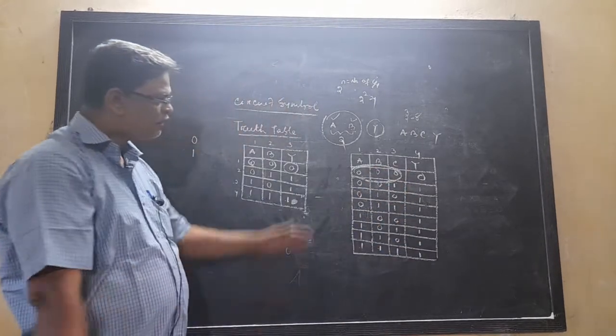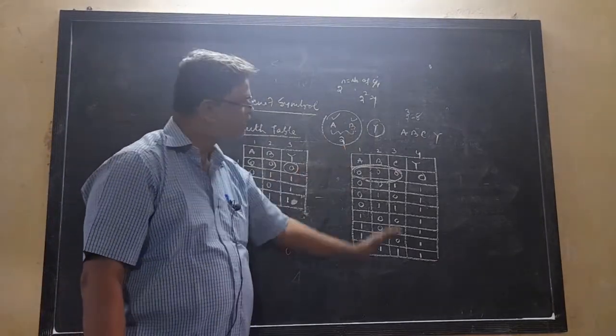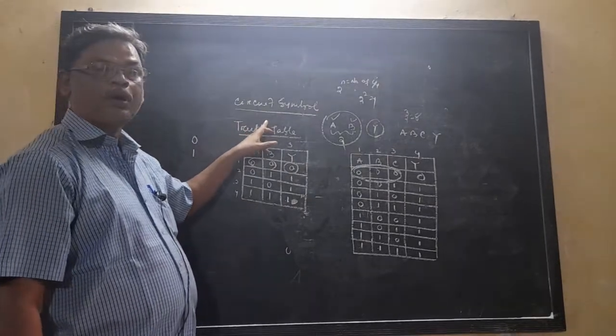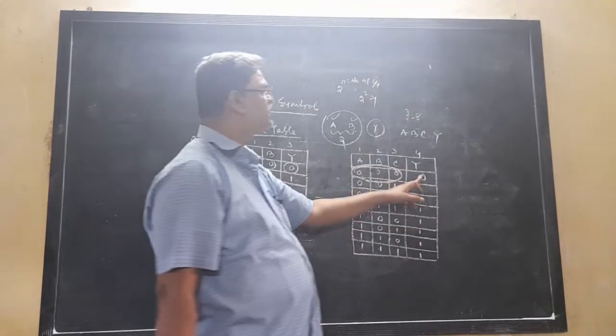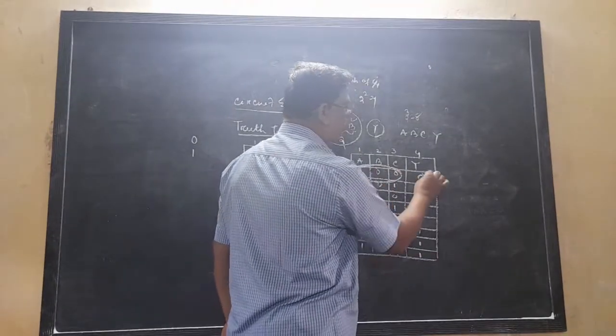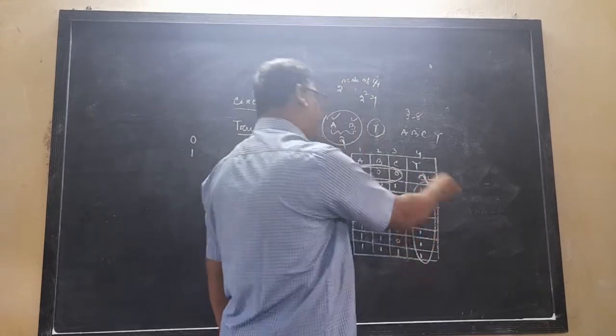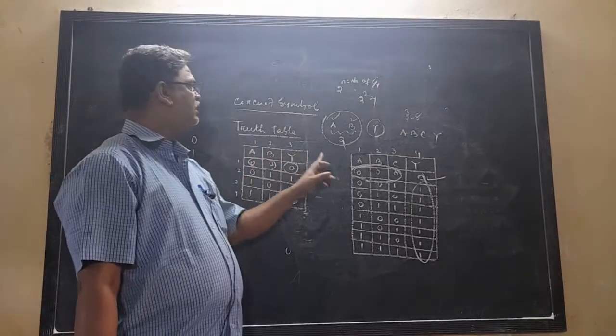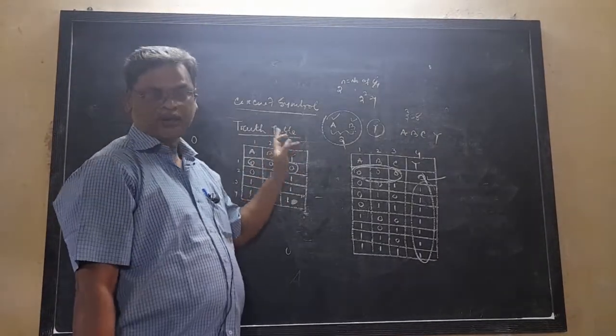In this way, first we fill up the input table and then the output. If all the inputs are low, then the output is low. Yes, all the inputs are low, output is low, then all are fine. So this is the truth table of the OR gate. Clear?